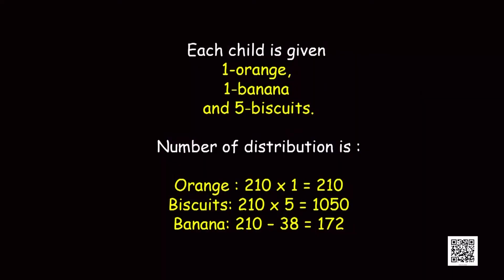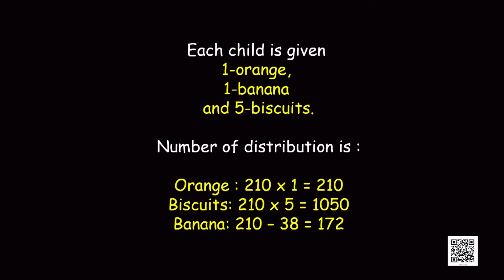For oranges it is very easy because 210 students are there, each one is getting one orange, therefore the number of oranges taken by students is 210. For biscuits, each student is getting 5 biscuits, then for 210 students, how many biscuits are they going to get? I think it is slightly difficult to calculate. Let us see like this.